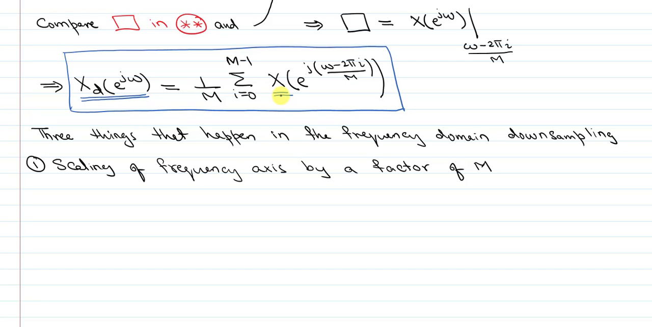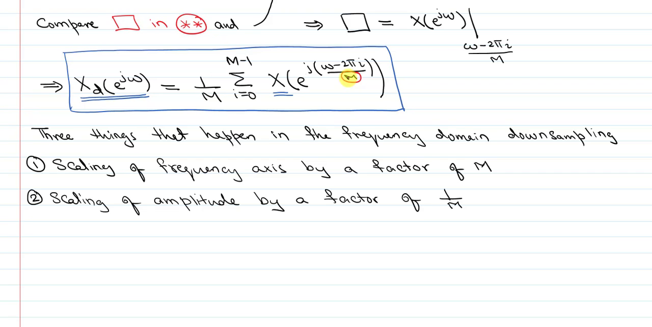The first one is that when we do downsampling, there is a scaling of the frequency axis by a factor of M, and that is due to this capital M here in the expression. The second thing is that we have a scaling of amplitude by a factor of 1 over M, and that can be seen here. We have a scaling of the amplitude of the DTFT by a factor of 1 over M.